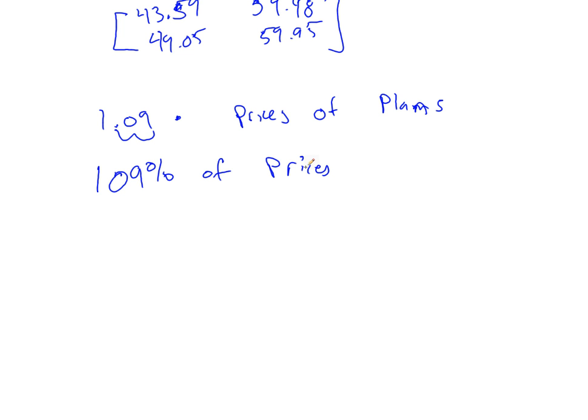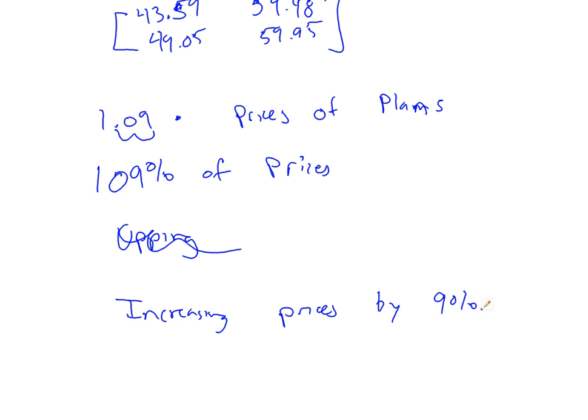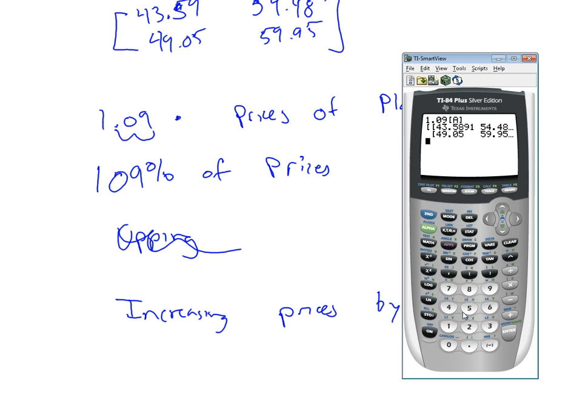So we're taking 109% of the prices. Well, what does that do to it? If you think about it, we're upping the prices. Increasing prices by 9%. And that's the kind of thinking we want to have when we work with matrices.